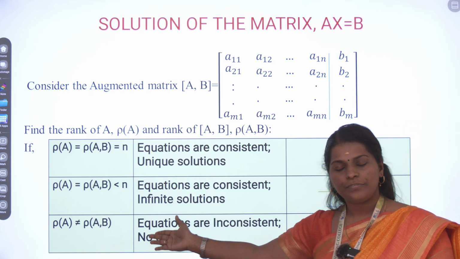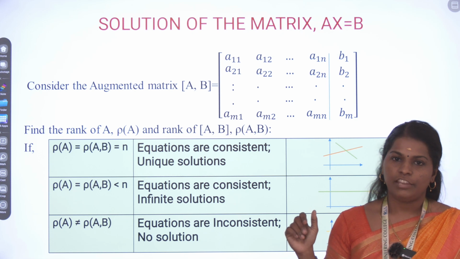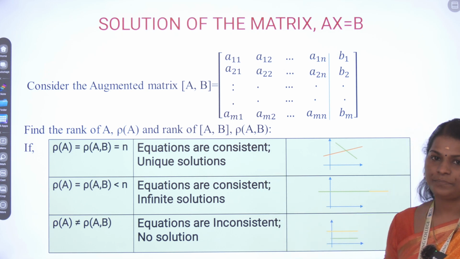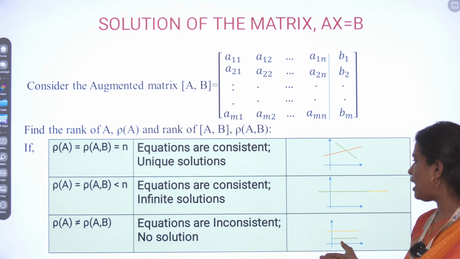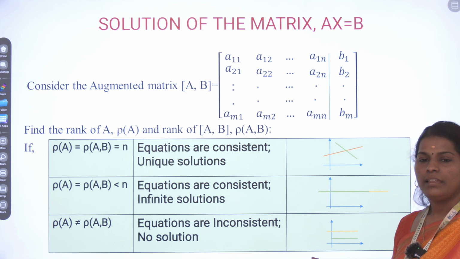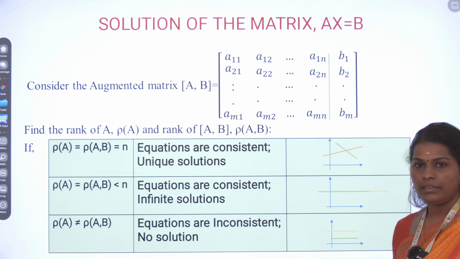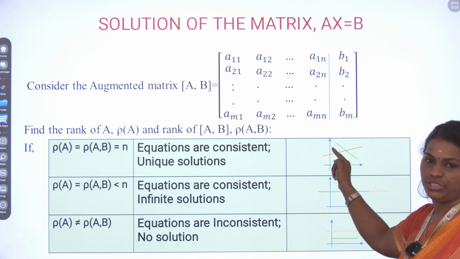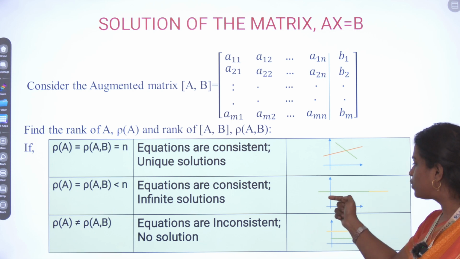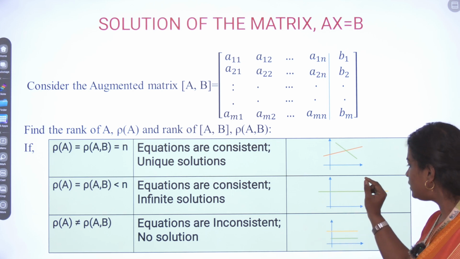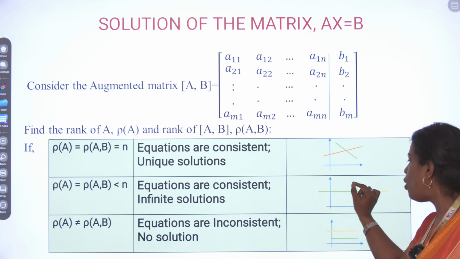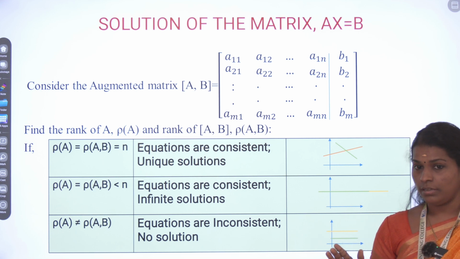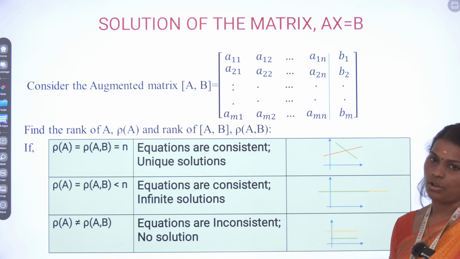Whereas if the rank of A is not equal to the rank of AB, if both the ranks are unequal, then in that case there is no solution at all. This can be represented graphically like this. We know that a linear equation is nothing but a straight line, where if two straight lines meet, there is a solution. Whereas if two lines coincide, there are many solutions, all the points on the line. If two lines are parallel, they don't meet at all. In that case, there is no solution at all.